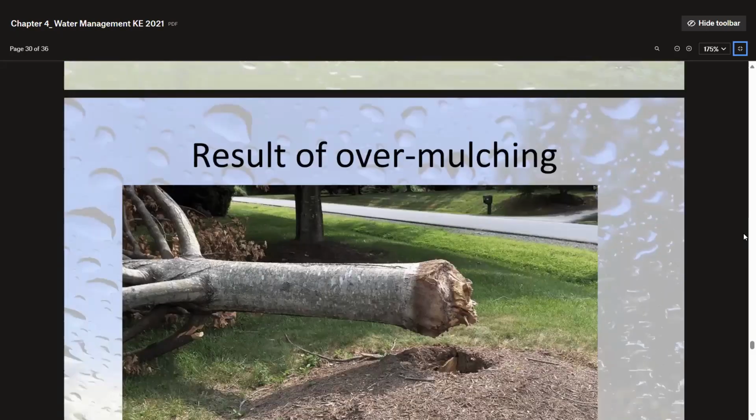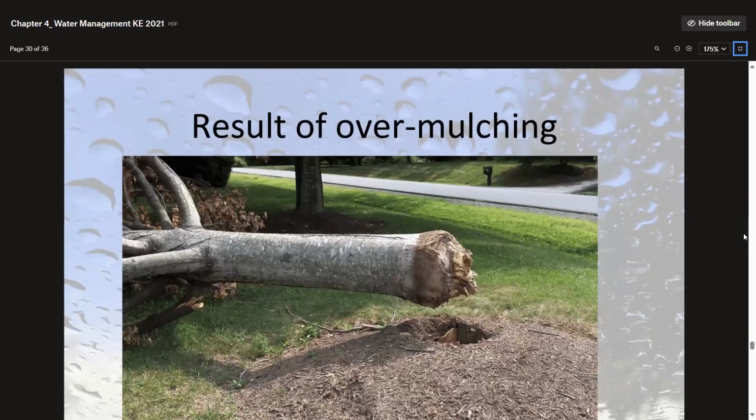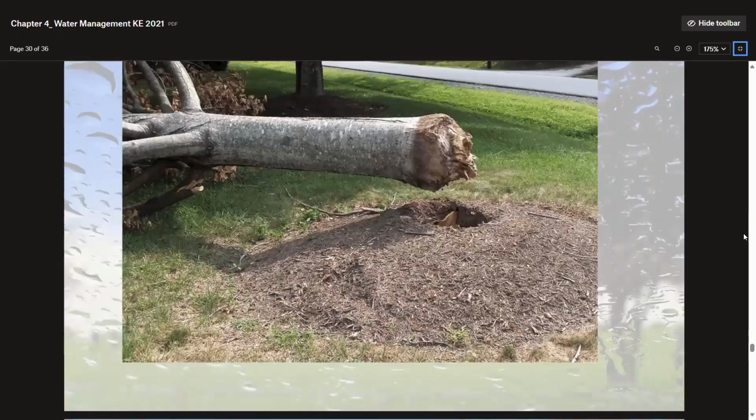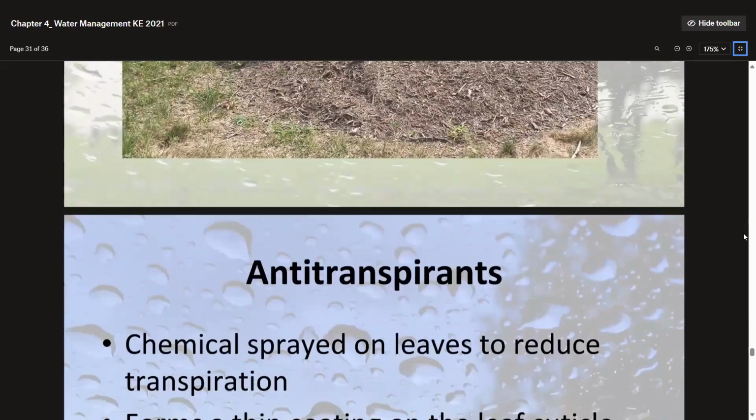The result of mulching, down she goes. And you can see the roots are gone, right? The trunk just rotted right at the root collar, and over they go, right? And that's from these mulch volcanoes. So don't do it. Just say no.